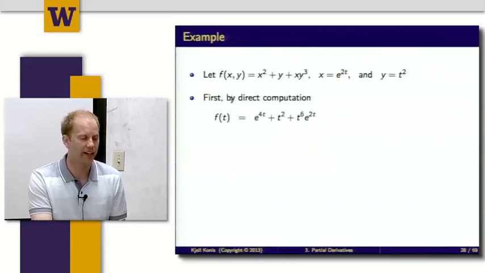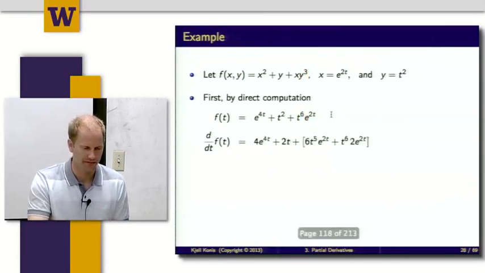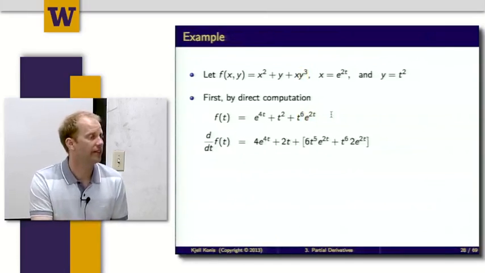If I do that, I get f of t is e to the 4t, since that's just e to the 2t squared, plus t squared, that came from my y. And then y cubed is going to give me t to the 6th, and the x is going to give me e to the 2t. And then I'll take the derivative of this with respect to t.